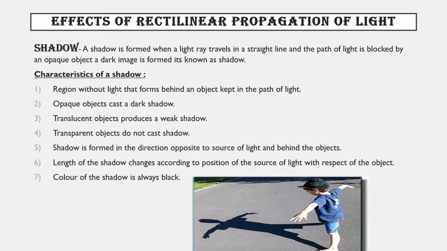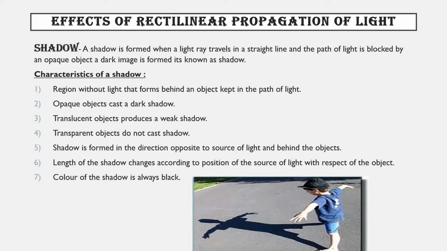Translucent objects produce a weak shadow. Translucent objects, through which light can pass partially, produce a weak shadow. Transparent objects do not cast shadow at all because light can pass through them easily. That is why they do not cast shadow at all. Shadow is formed in the direction opposite to the source of light and behind the object.